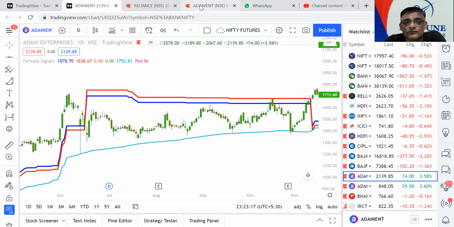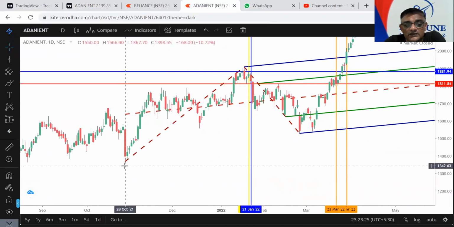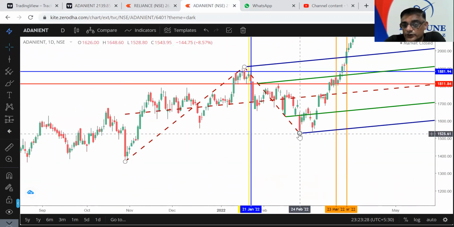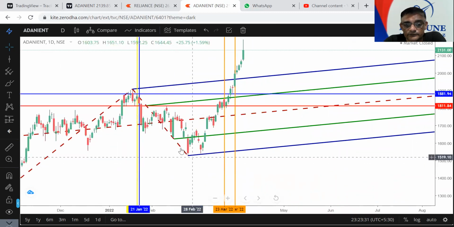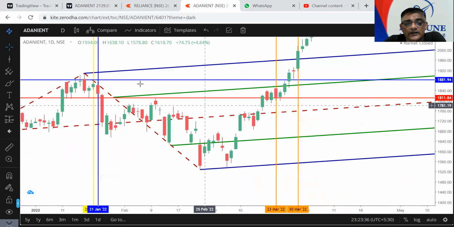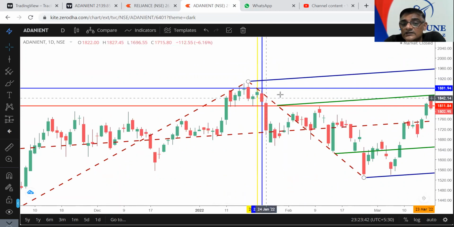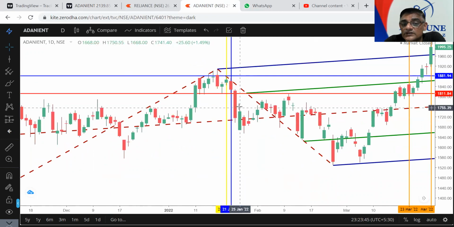So now let's go to the chart. I marked A, B, C: this low, this top, and this low. Now if you see here, these two were the first dates which happened in the month of January. Once this low is taken out on the downside, it came down, went up, and exactly touched the red color line, which is the low of January 21st. It touched that low, and again it fell.